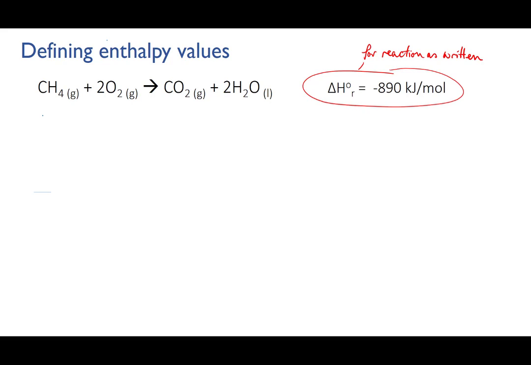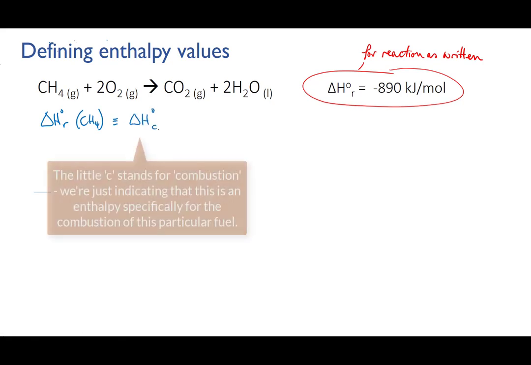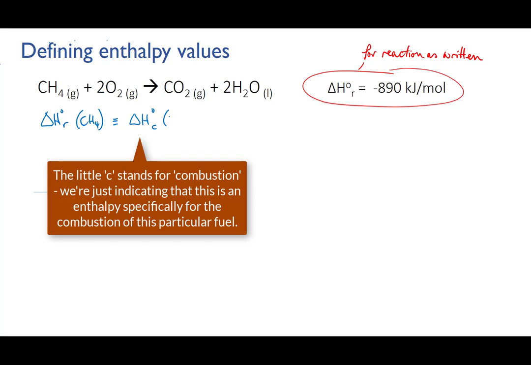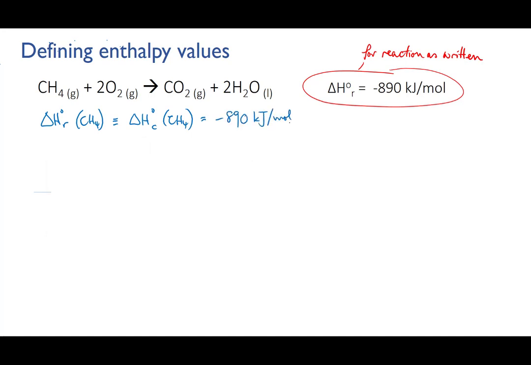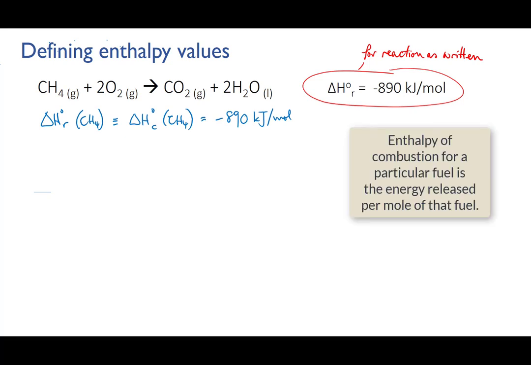That means that the enthalpy of combustion of methane has the same value. So remember, this was the enthalpy of reaction. The enthalpy of combustion of methane is essentially the same thing. We burnt 1 mole of methane and we got 890 kilojoules out. So delta H combustion of methane is minus 890 kilojoules per mole. Note that enthalpies of combustion are defined for 1 mole of a specific fuel.